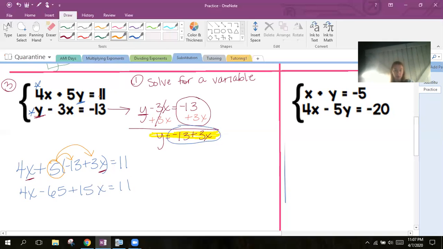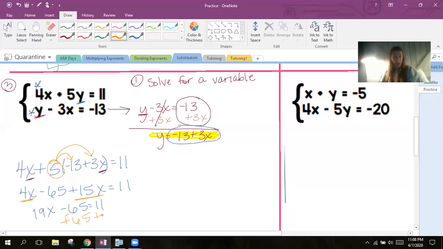All right, then I'm going to combine my like terms. I have a positive 4x and a positive 15x. So that's going to give me 19x minus 65 equals 11. All right, then I'm going to move this negative 65 to the other side, so I'm going to add 65 to both sides.